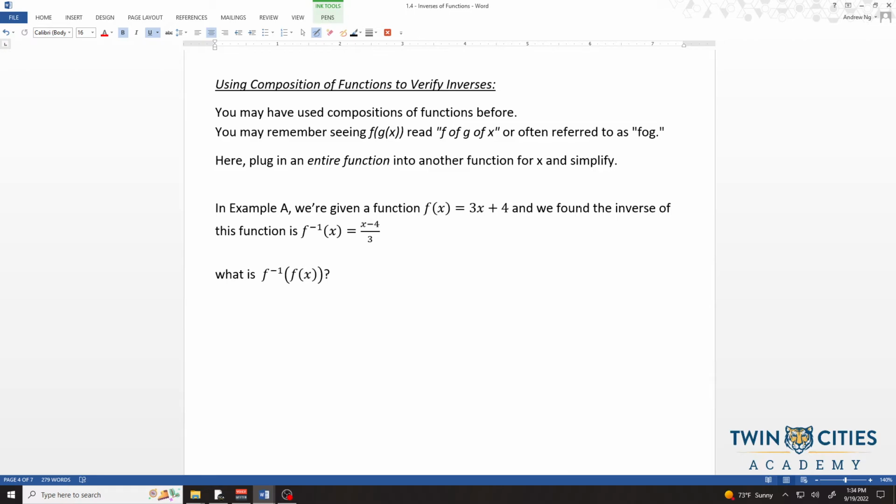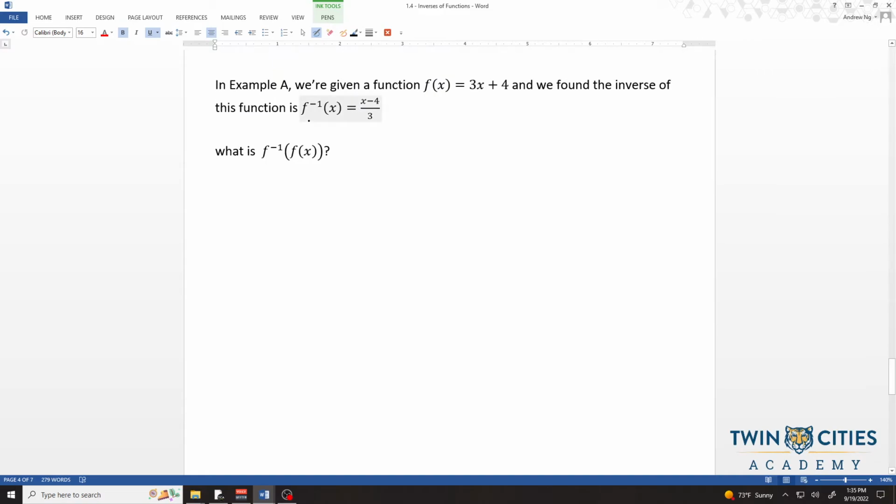Okay, let's use function composition with inverse functions. So in example A, we were given a function f of x equals 3x plus 4, and we found the inverse of this function to be f inverse of x equals x minus 4 over 3. What is f inverse of f of x? Or in other words, if I take my inverse function and I use that as a base, and I plug in my original function and I evaluate that, what do I get? So let's see.